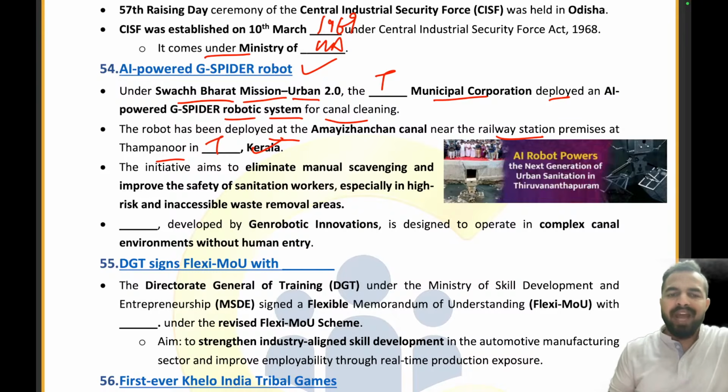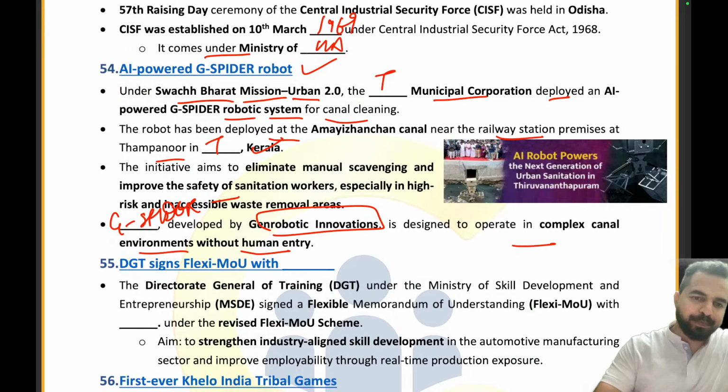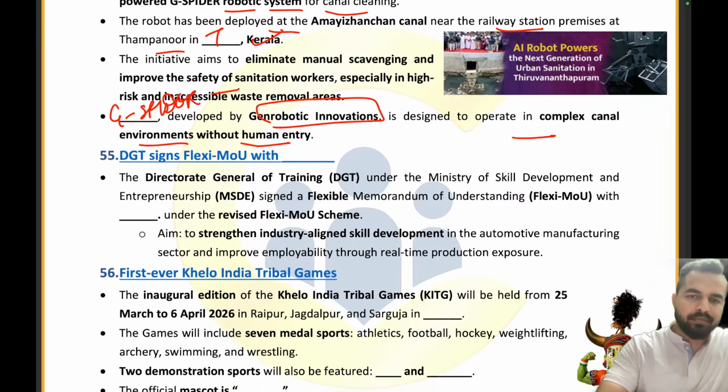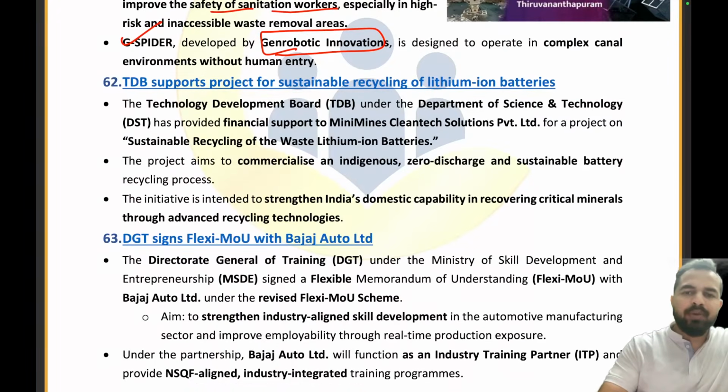Now the robot, developed by Gen Robotic Innovation, is designed to operate in complex canal environments without human entry. What is the right answer? It is G Spider. It is basically launched to eliminate manual scavenging and improve the safety of sanitation workers. Absolutely right. So now my dear friends, let's move on to the next part.